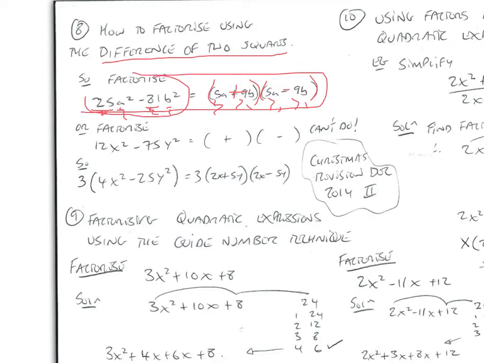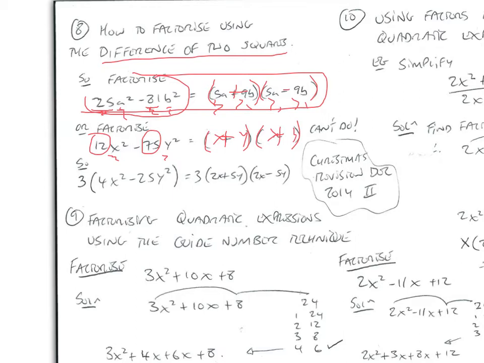Or if we might have a problem like this where we have 12x squared minus 75y squared, and whilst these variables are perfect squares, the square root of x squared is x, the square root of 12 is not a whole number, sorry, or 75 either. So in other words, we can't just crack on and do this brackets and positive and negative and so on. The x and y's will work, but the coefficients won't.